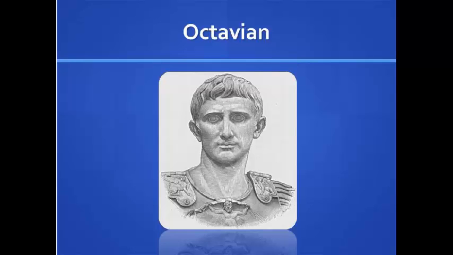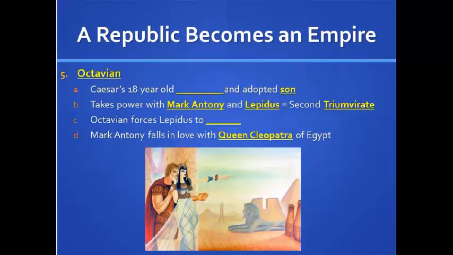But after Caesar, along came Octavian. And here's a picture of him. Octavian was Caesar's 18-year-old nephew and adopted son. He takes power with Mark Antony and Lepidus and creates the second triumvirate. Octavian forces Lepidus to retire eventually. Mark Antony falls in love with Queen Cleopatra of Egypt. So here again we have his triumvirate, or these three leaders controlling Rome.